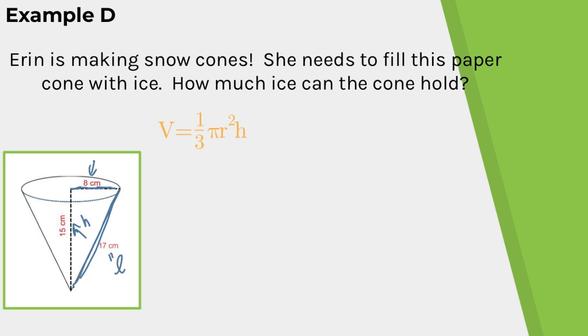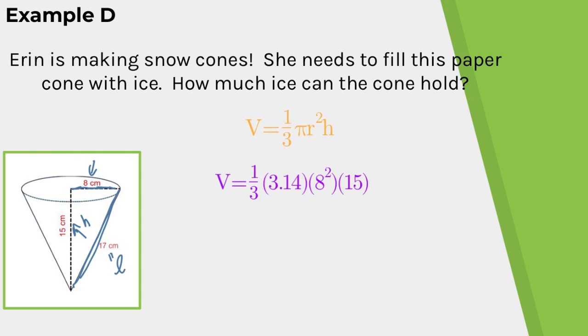Alright, so let's plug in the pieces that we need. So we need to plug in pi, 3.14. Our radius is going to be 8 squared, so we're going to go ahead and plug that in as well. And then we're going to plug in our height, which we just said was going to be 15. So then we're going to multiply that straight into Desmos, 1/3 times 3.14 times 8 squared times 15. And if we do that, we should get a volume of 1004.8 centimeters cubed. Again, we're talking about volume now, so we have to have our answer as cubed. Now let's go ahead and take a look at the next example.